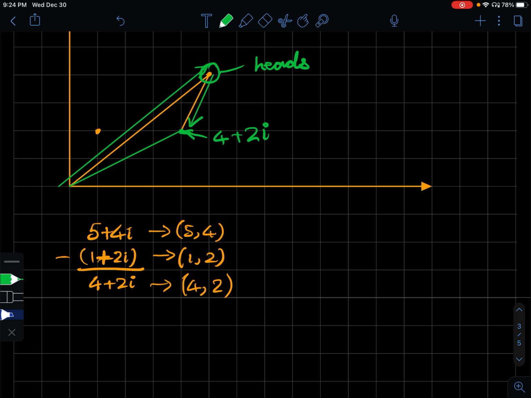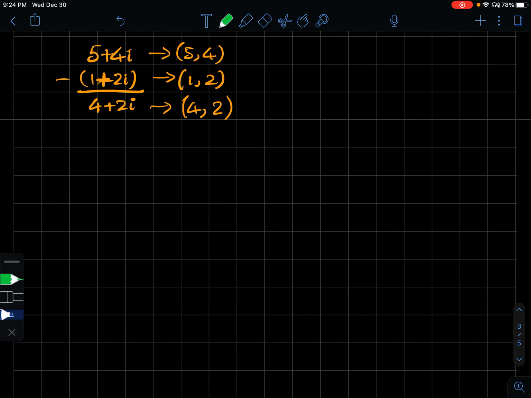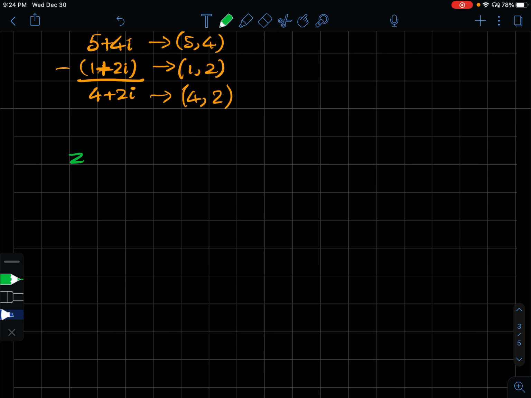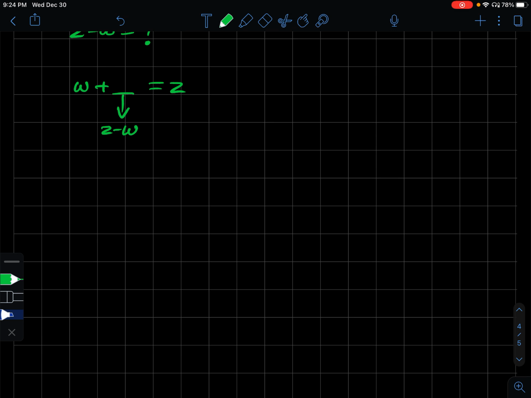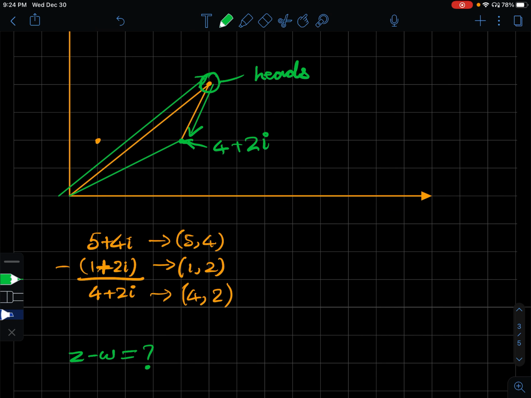Well, this might not seem particularly intuitive at first, but if you think about it, if you take the complex numbers z and w, and we're trying to find z minus w, well, this complex number is the same as what you add to w to get z. So if I were to say w plus something equals z, then the something would be z minus w, correct? So the difference of the complex numbers z and w is what you add to w to get z.